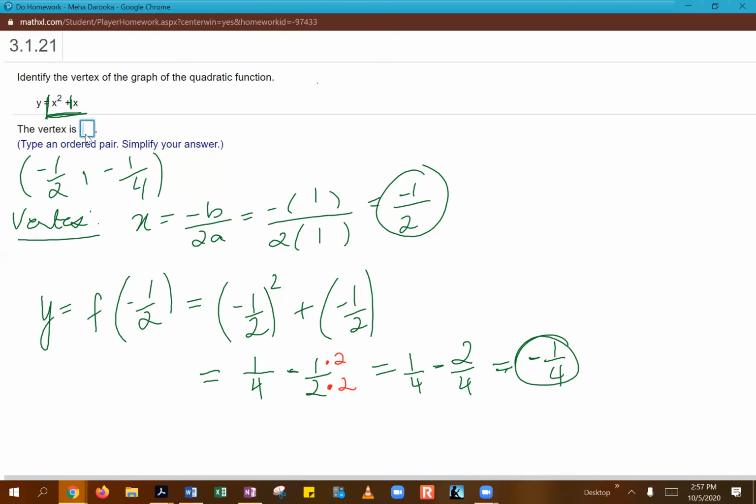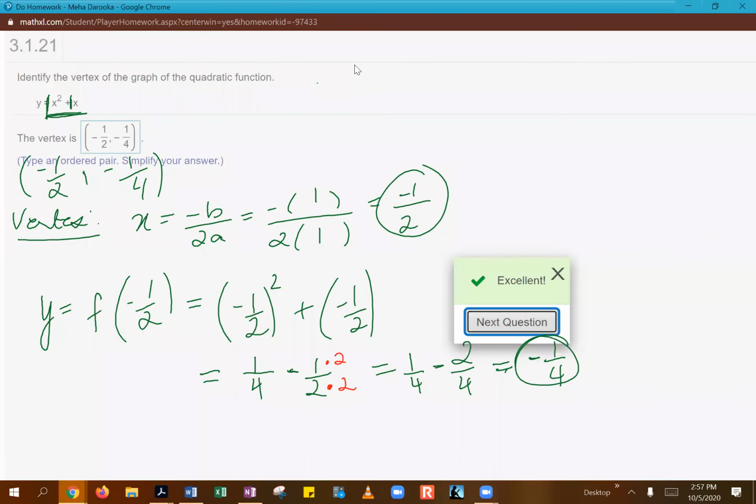And as you can see, guys, our a value was a positive 1, which of course is telling us our parabola is going to be opening upwards. And that will make this vertex the lowest point on our graph.